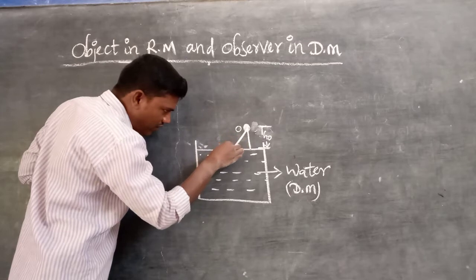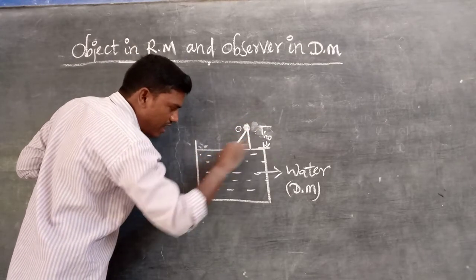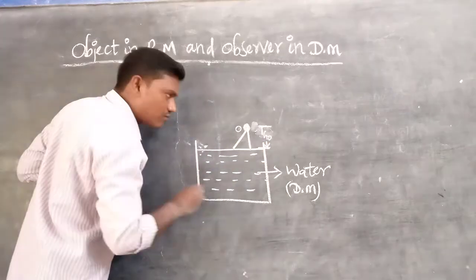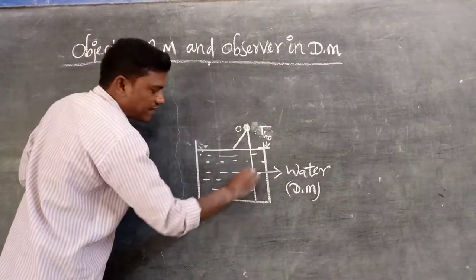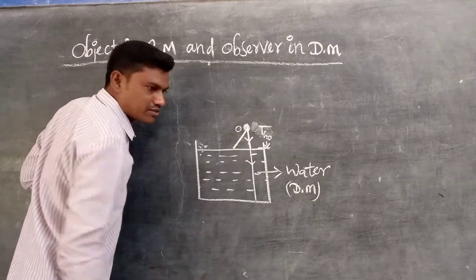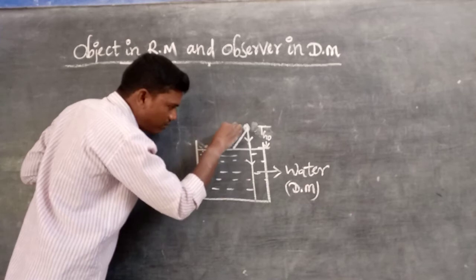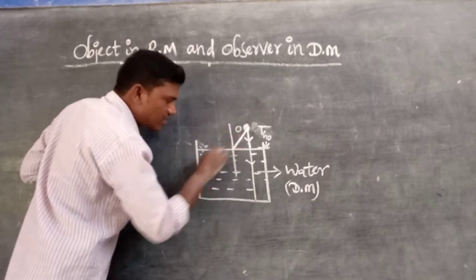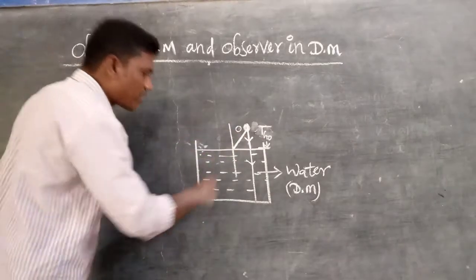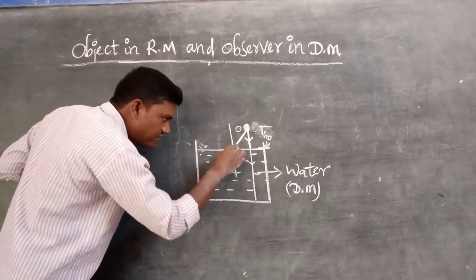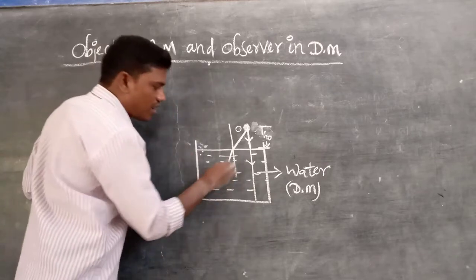One ray will fall normally onto the refracting surface of the water, so it goes inside without deviation. Another ray will fall onto the refracting surface obliquely. We know that when light travels from a rarer to a denser medium, it deviates from its path and moves towards the normal, like this.